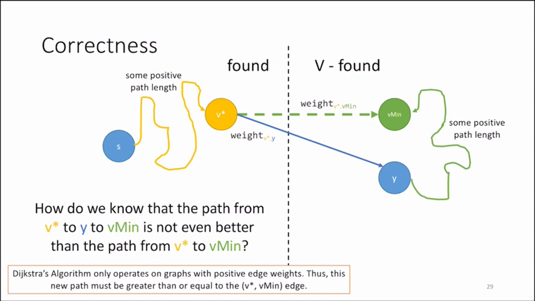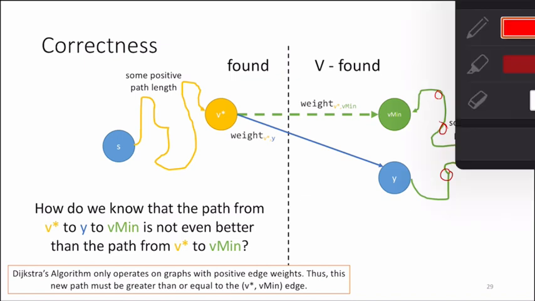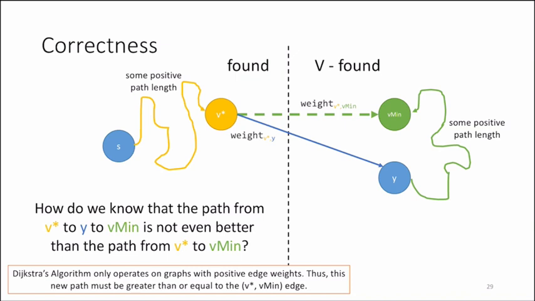So Dijkstra's algorithm only operates with graphs with positive edge weights. Thus, the new path has to be greater than or equal to. It could be that all the edges on that path are 0, and we still wouldn't have gained anything. So it's not that there's a unique shortest path to Vmin, but this is one of them, and there's no reason to go through a different one.